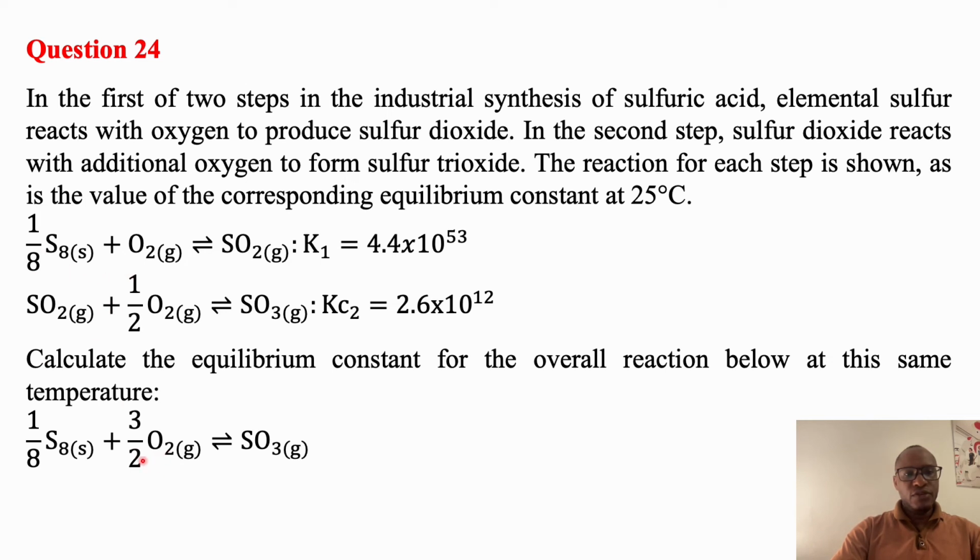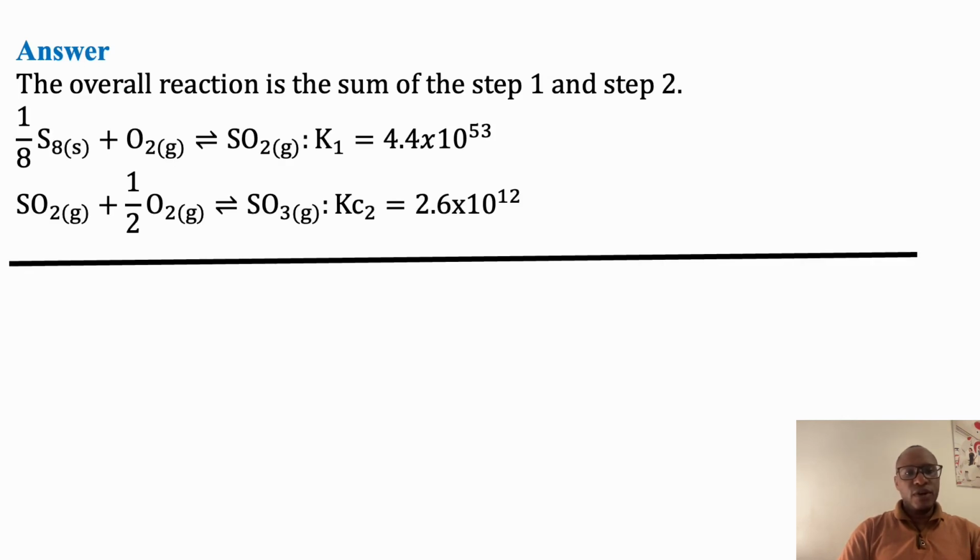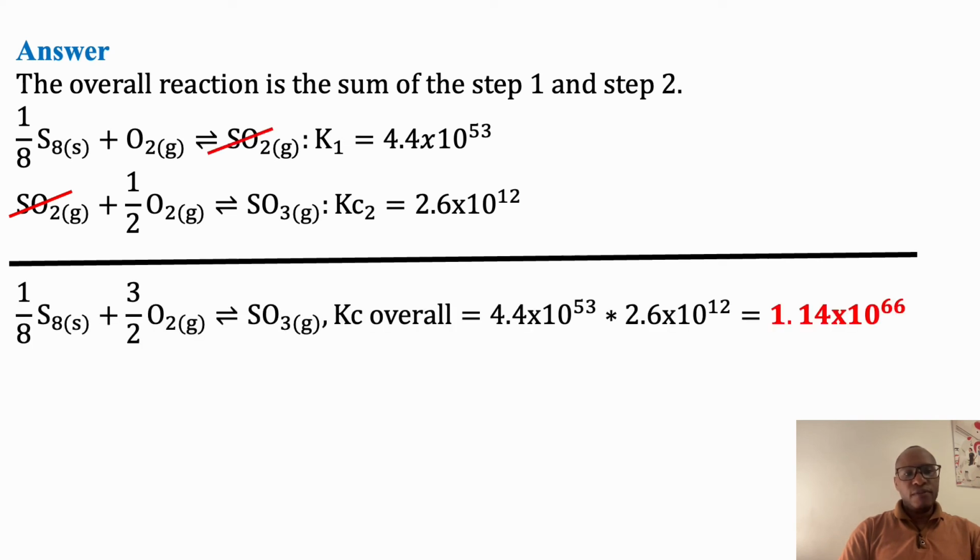Do we have this oxygen in the reactant? Yes. And you have the SO3 in the product. Here also it is in the product. So let's proceed. How do we proceed? So the overall reaction is this one. Then you see how we cancel this one. This goes with this one. Then in this case we get this value because this oxygen plus this one will be equal to 3/2. Then K overall will be this one times this one.